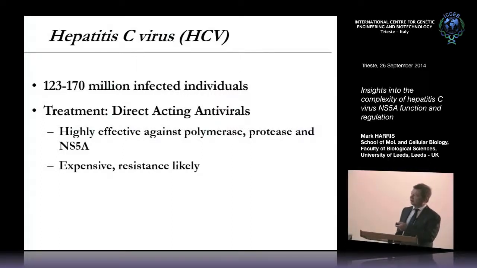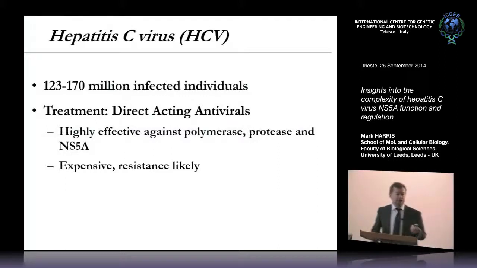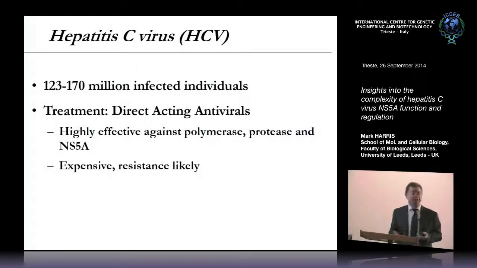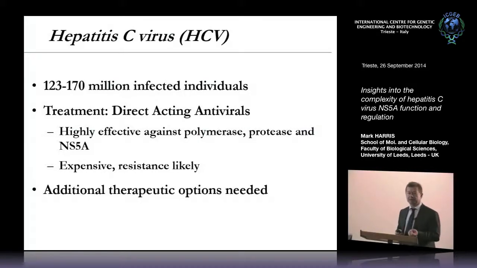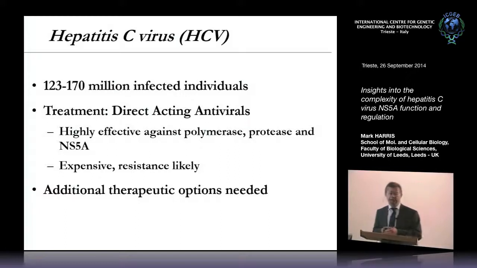And also, we're likely to see resistance. HCV, and I'm not going to show you the image of this, is probably the most variable virus we've ever known. It's much more variable than HIV. So here we are about to apply selective pressure to this virus. So I think resistance is going to crop up, and that will obviously be a problem for treating this virus. So I think we do need additional therapeutic options, like HIV, where we have 30 different drugs available. We need to get to that situation with hep C.